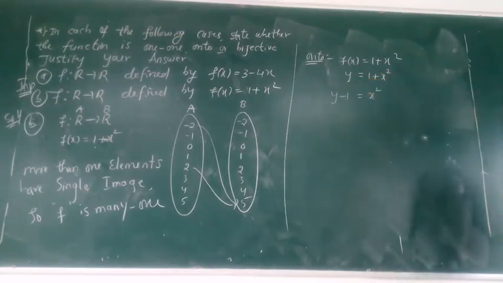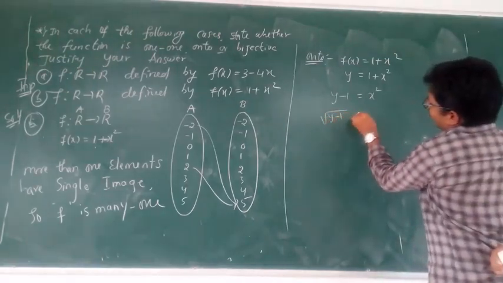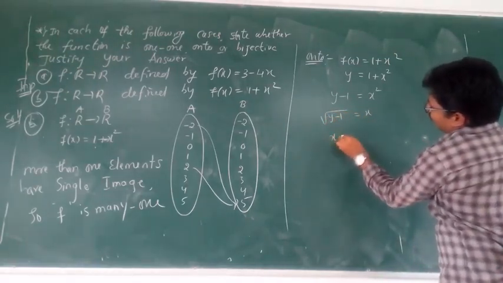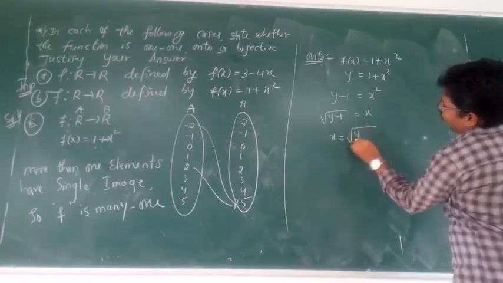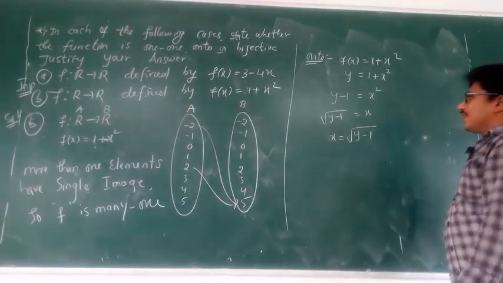It will be converted into square root. So square root of y minus 1 is equal to x. x is equal to root of y minus 1. Okay, now we will check that one.